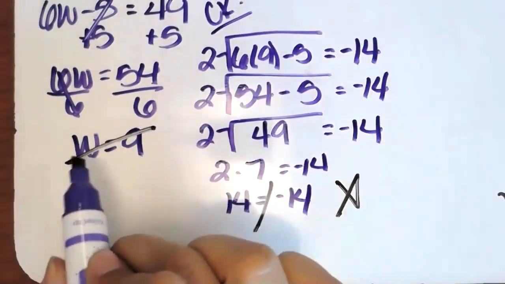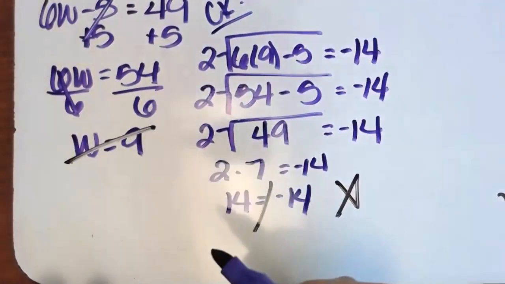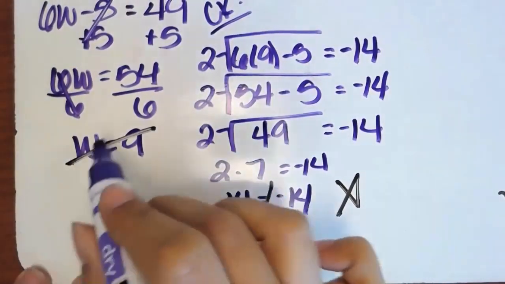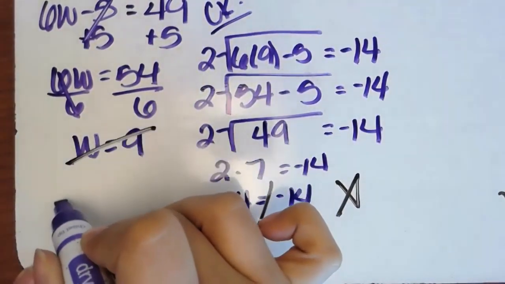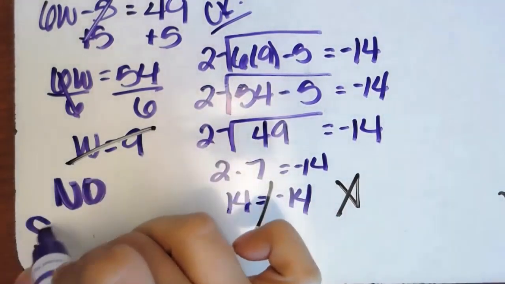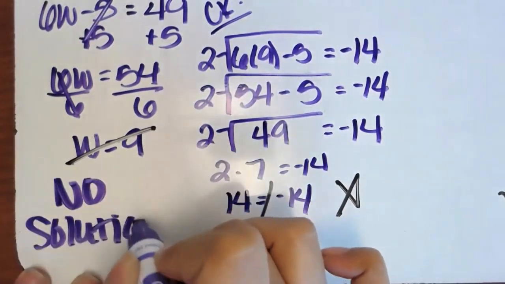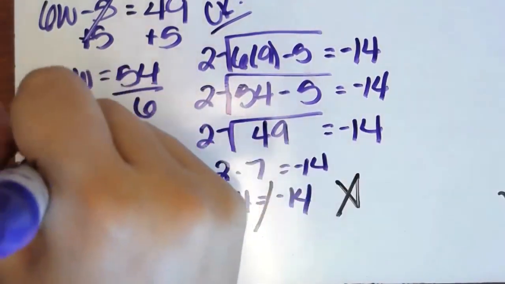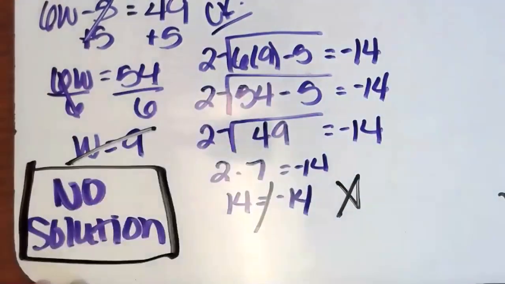So you need to solve for it, and you just draw a line through it to say that it's not true. And since the only solution we found is not true, this means that this is a no solution. That means there's no solution that you could ever find that's going to make this equation true. And that would just be your answer.